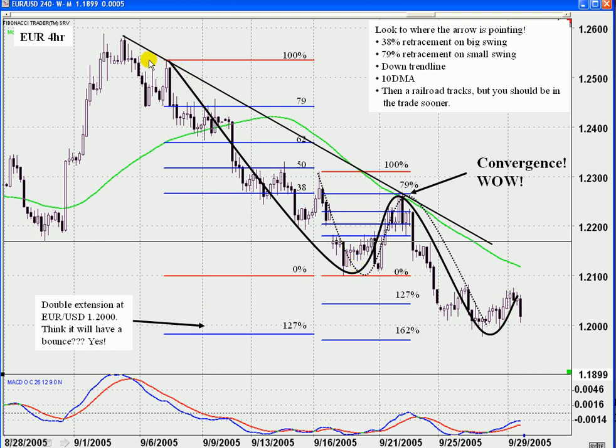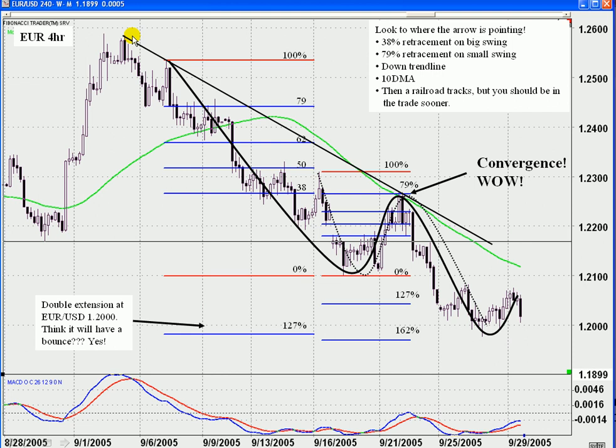Sometimes what I like to do is, in this case, it's not much of an exception. You could take either high. I really prefer the higher high, but in this case I took this high because it kind of worked. But I also see some of the other rhythms here with the 79 and the 50 and the 38, and that's another reason why I like that high. But from this high down to this low, price retraces 38%.